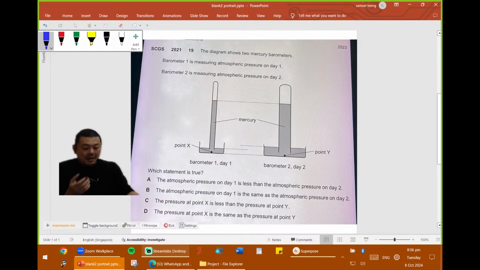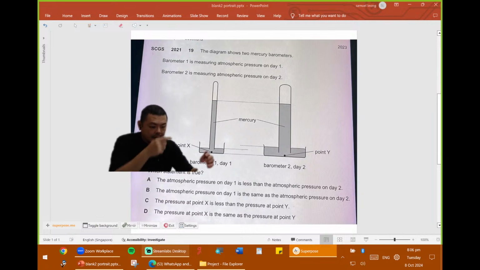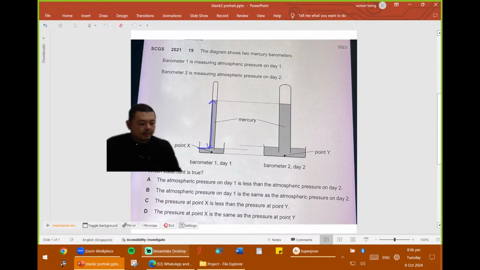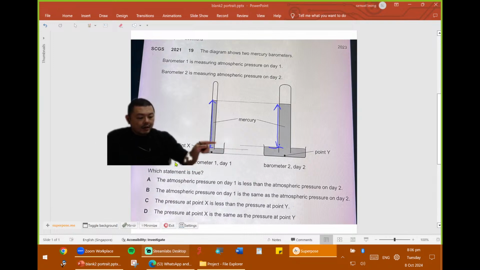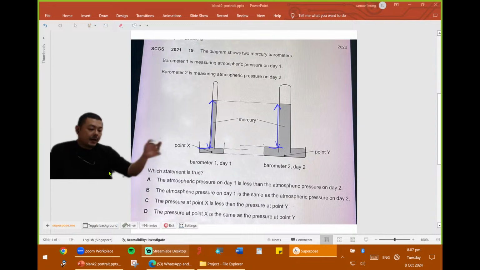Every time I give you a barometer and ask you to find out the air pressure, your basics must be so strong that you instinctively tell me that I need to find this distance to the level of the basin. Then you need to compare to the level of the basin on the second day. Which one has the longer column, day one or day two? So the atmospheric pressure on day one is higher.